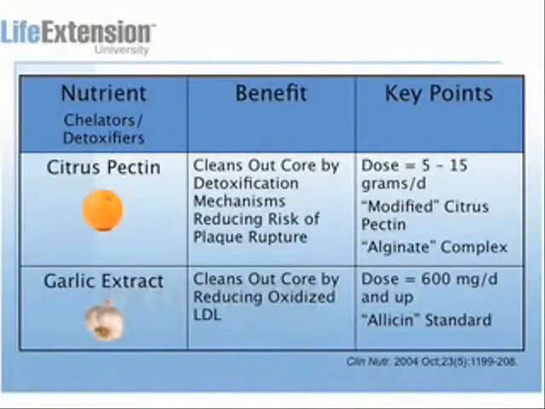Another nutrient are called citrus pectins. These are forms of fibers that help to clear the blood of some of the things that cause plaques to be unstable. And finally, there's the common garlic. Garlic has been shown also to stabilize plaques and may help you avoid, again, those medical consequences.